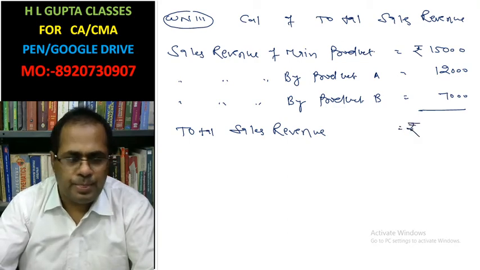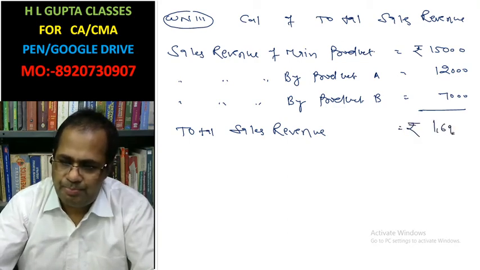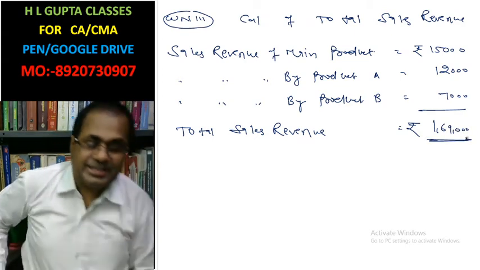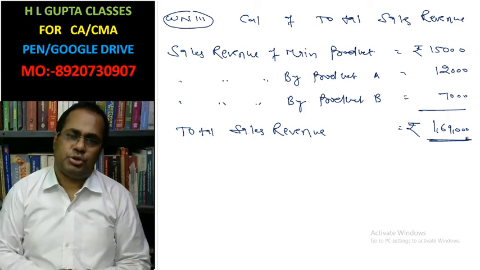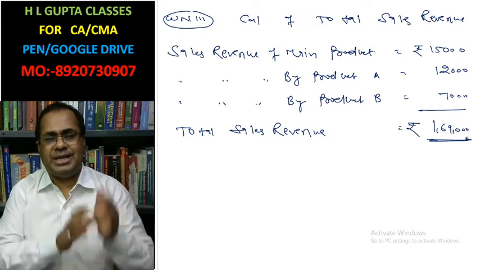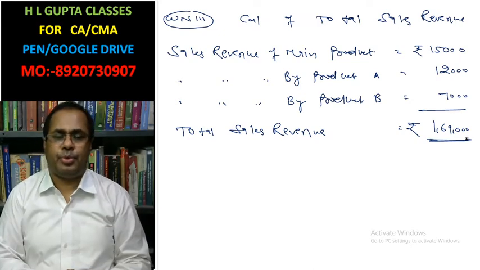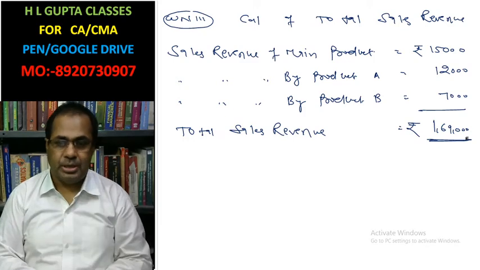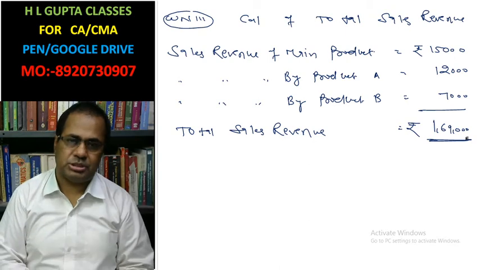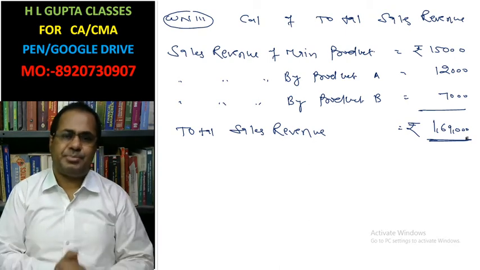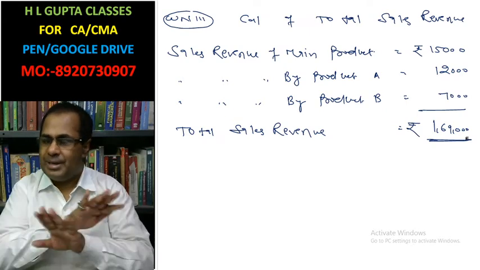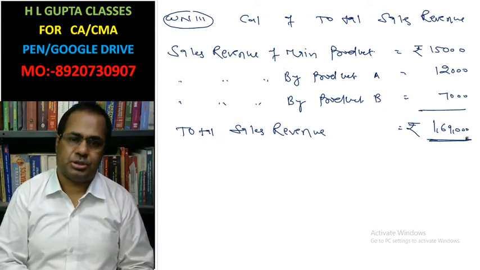Rupees 1,69,000. Look at it. Selling expenditure is not given in these questions. Selling expenses for the main product is 85% of total selling expenses. Selling expenses of byproduct A is 10% of total selling expenses. Selling expenses of byproduct B is 5% of total selling expenses. But the selling expenses are not given in these questions.